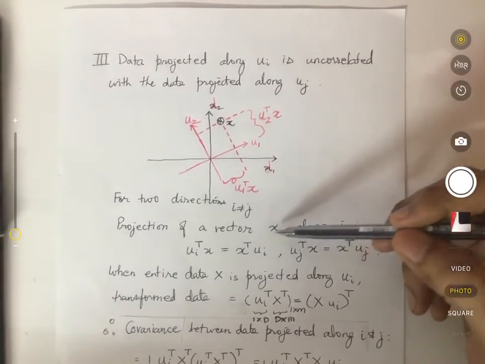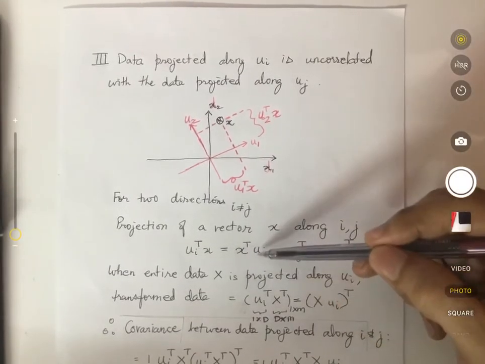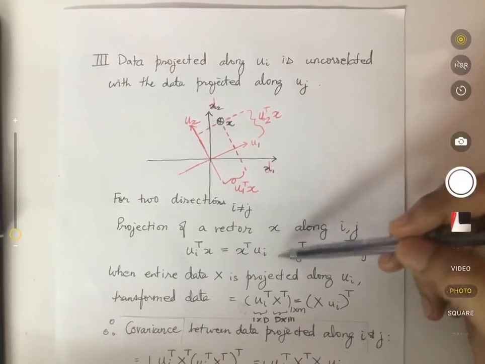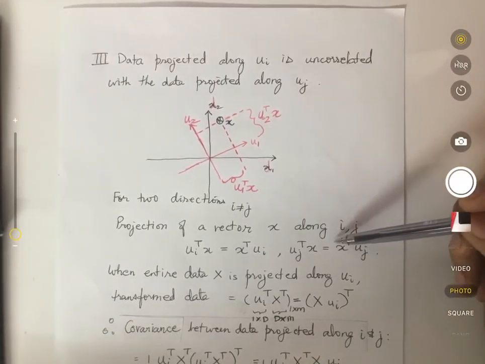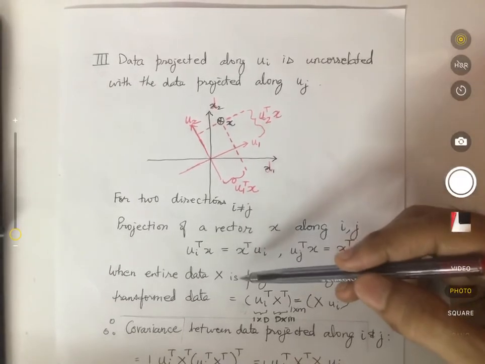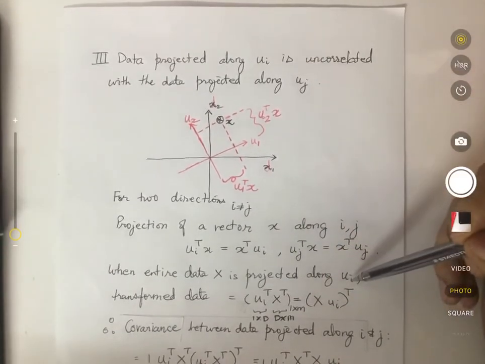So the projection of vector x along ui is ui transpose x, and it can also be written as x transpose ui. They are the same. And the same for the projection along uj. Okay, so when the entire data x is projected along ui, what happens?